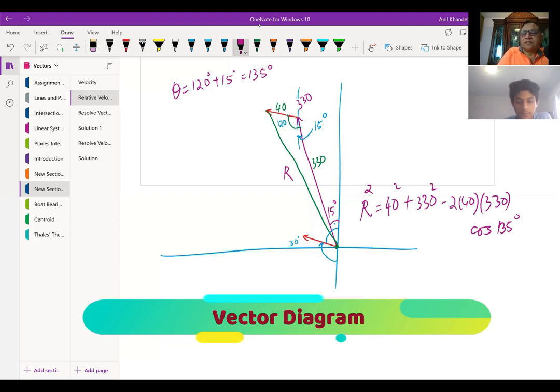So what do you get? And then square root it. With the square rooting and everything, you get 360. So the resultant magnitude we found is 360. You get the idea? And you can also find the direction.